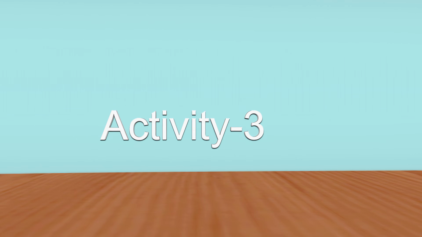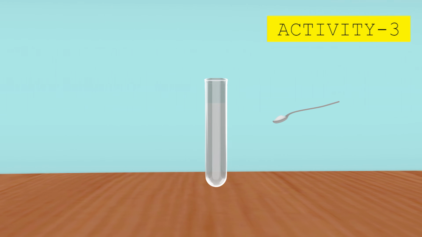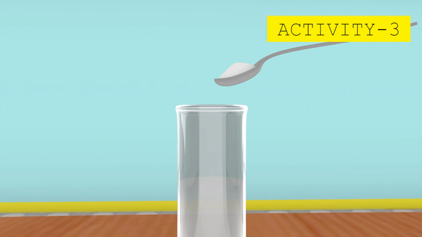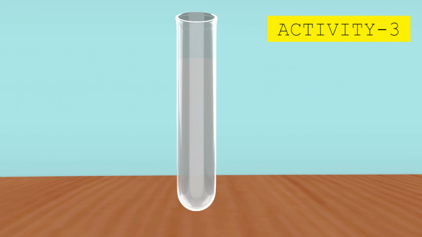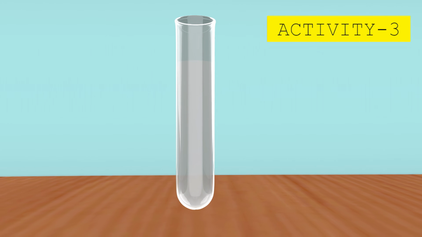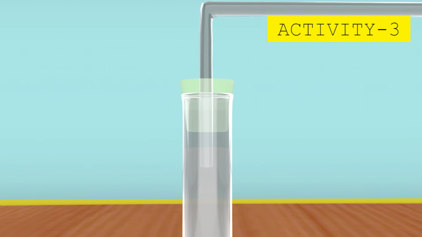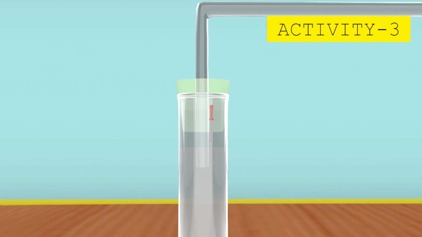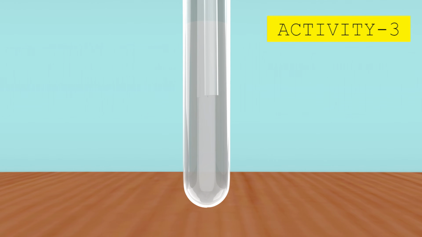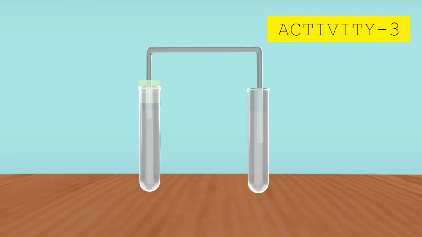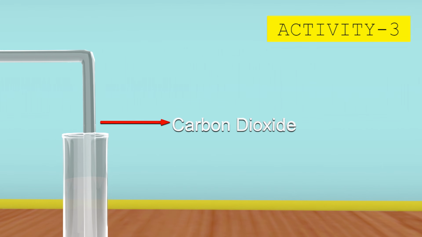Activity 3. Take about a teaspoonful of vinegar in a test tube and add a pinch of baking soda to it. You can observe a brisk effervescence and also hear a hissing sound and see bubbles of gas coming out of the test tube. Allow this gas to pass through freshly prepared lime water. When the gas is passed through lime water, calcium carbonate is formed, which makes lime water milky. The turning of lime water milky is a standard test of carbon dioxide. This indicates that the gas evolved is carbon dioxide.